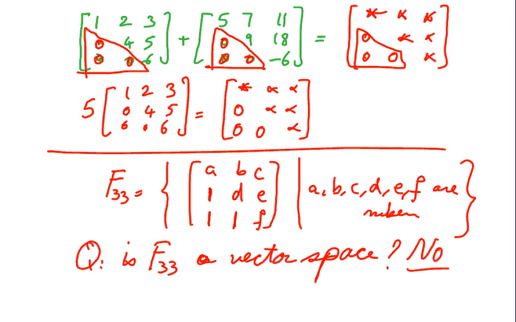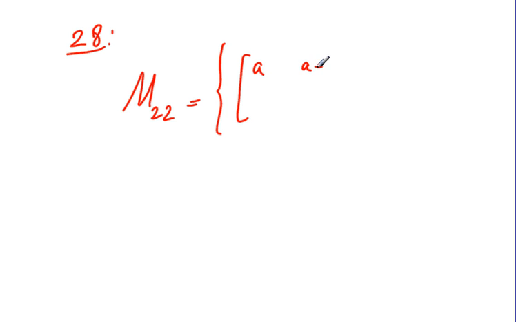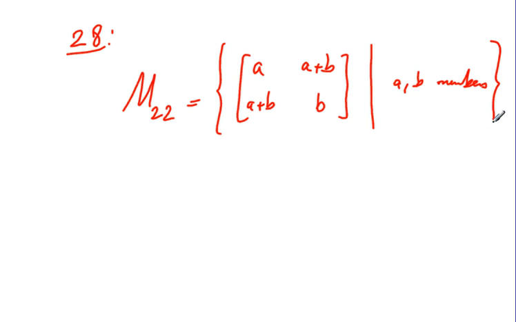Now let's go take a look at some other examples. Say 28. Book says call it M22. These are matrices of the following type. So again, we have a collection of stuff. Our stuff are these. They are matrices, but now we can call them a vector if you want. They are members of a vector space. For what reason? We check to see, is it closed under addition? Is it closed under scalar multiplication?